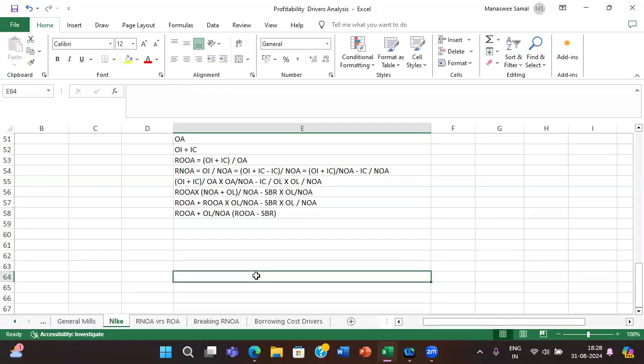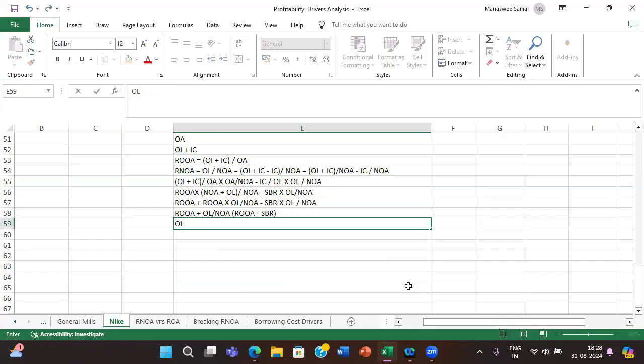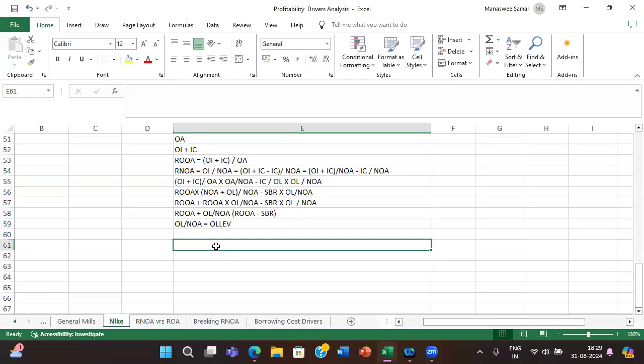More or less, it looks like the previous equation when you had positive financial leverage, right? So this component, OL by NOA, is known as operating liability leverage, OLF. Please be careful not to drop the word liability from this expression, because the moment you accidentally drop the word liability, you are referring to operating leverage. You are no more referring to OLF.